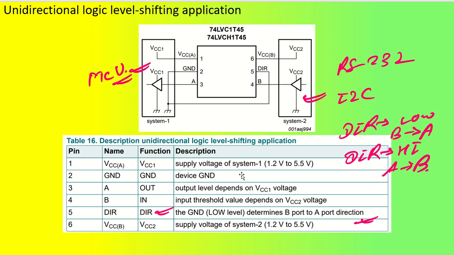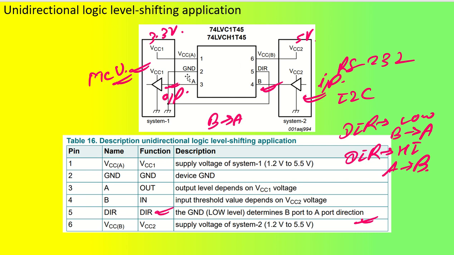Now let us see. We have VCCA, let's say it is 3.3 volt, and VCCB, let us say it is 5 volt. Now I am going to set my direction pin to ground. You can see direction is connected to ground, which means it is going to work from B to A. So B is my input logic, and this is going to be my output logic, and this output is going to go to the microcontroller.